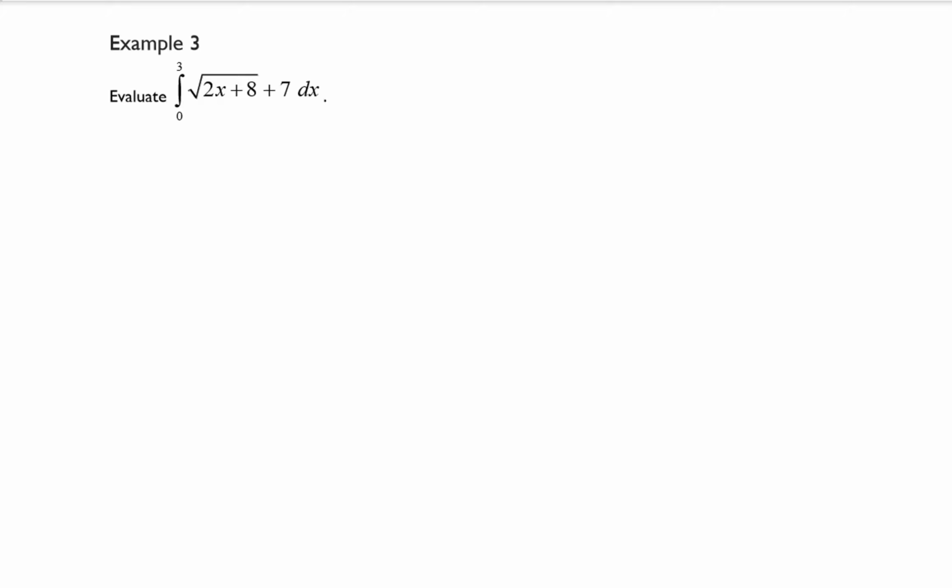Example 3 says evaluate the definite integral from x equals 0 to x equals 3 of the square root of 2x plus 8 plus 7 dx. So we're going to use some of those properties that we saw previously, and I want to split this up into two different integrals. So this is equal to the integral from 0 to 3 of the square root of 2x plus 8 dx plus the integral from 0 to 3 of 7 dx.